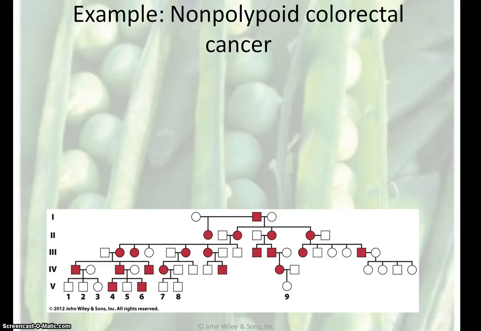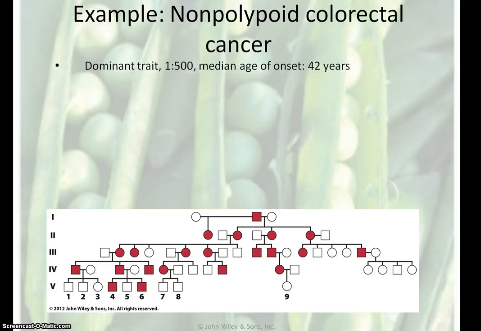All right, another example, non-polyposis colorectal cancer. Here's a very large pedigree, 5 generations, showing the inheritance of this particular type of cancer. Now, this is a little more complicated. It's a dominant trait, which should be obvious to you from looking at this pedigree.